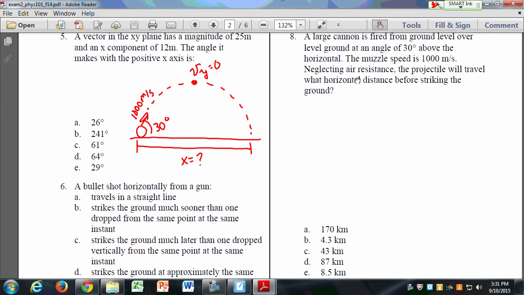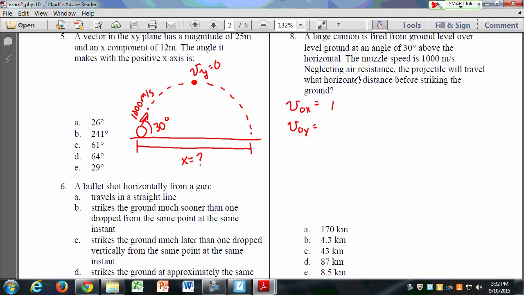Right, you want to find your components first. Almost always you want to find your components. I want to find v naught x and v naught y. I know I'm going to need v naught x in order to find the range, and I'm going to need v naught y in order to find the time. So let's just go ahead and do both of them.